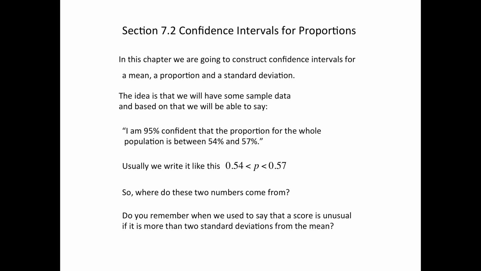Well, a while ago, we used to say that a score is unusual if it's more than 2 standard deviations from the mean. So basically, we would do something like this. The p hat is the sample percentage that came from our sample, and then you could add on 2 standard deviations, subtract 2 standard deviations. That's where we're going to get those two numbers from.